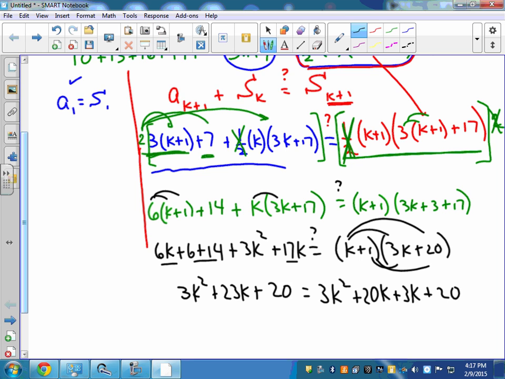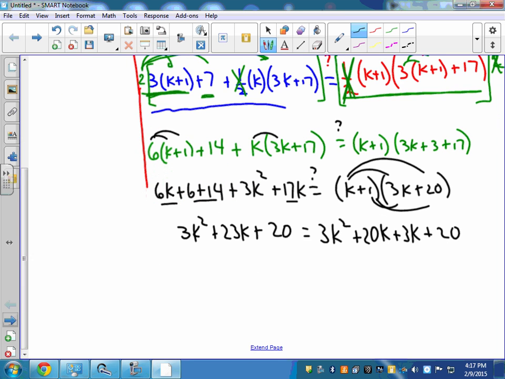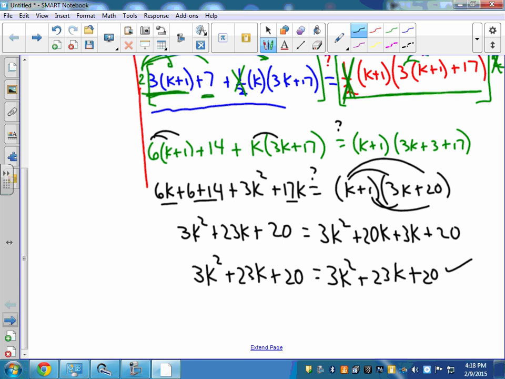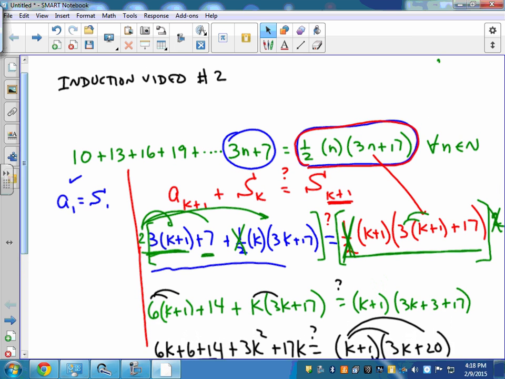So sure enough, it's probably not a bad idea to write a final statement. 3k squared plus 23k plus 20 does in fact equal 3k squared plus 23k plus 20. Done. Okay, so by induction, both of these statements are true. The one here that had the odd difference plus the one that had the decreasing even difference of -8.